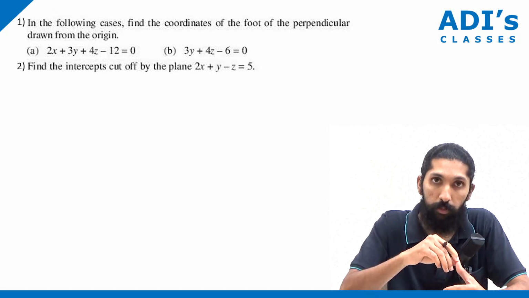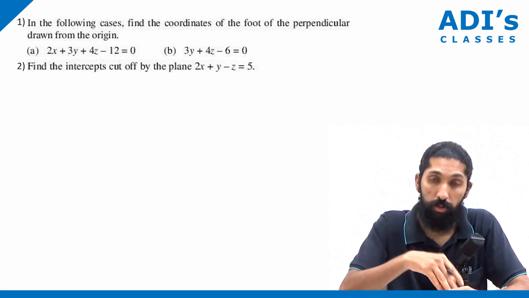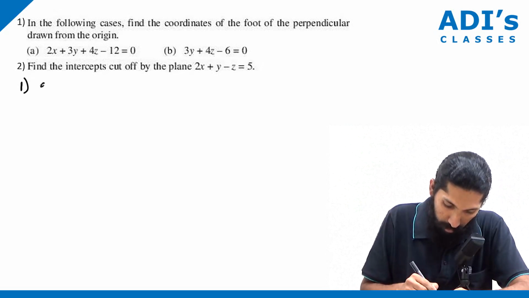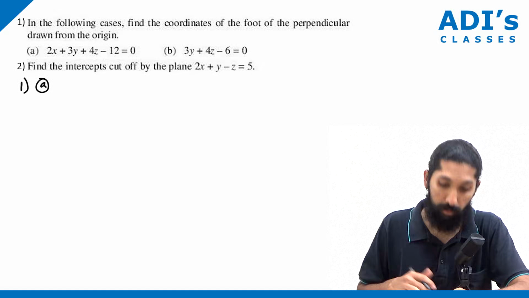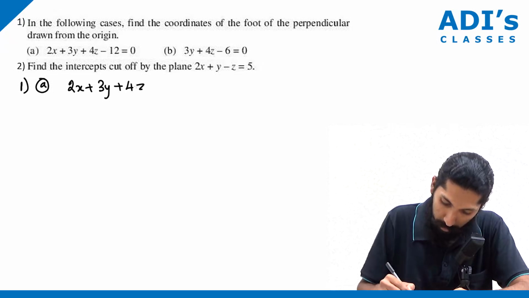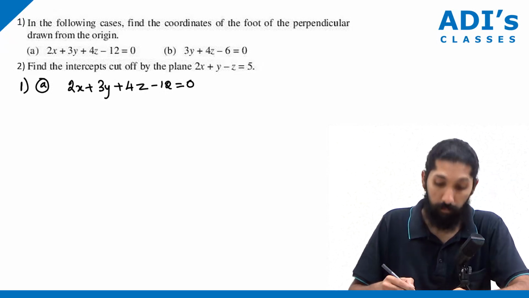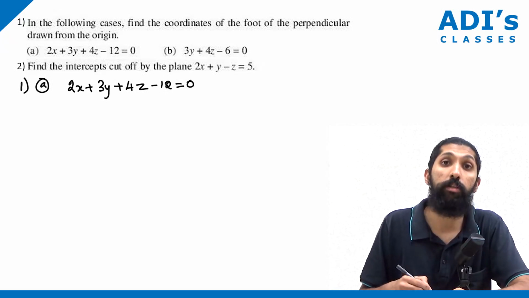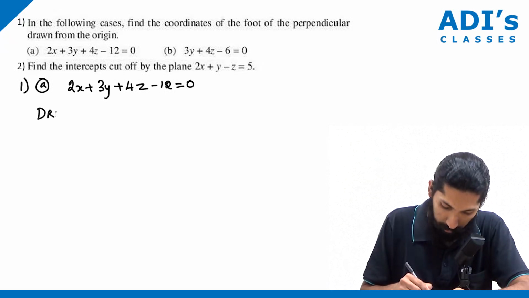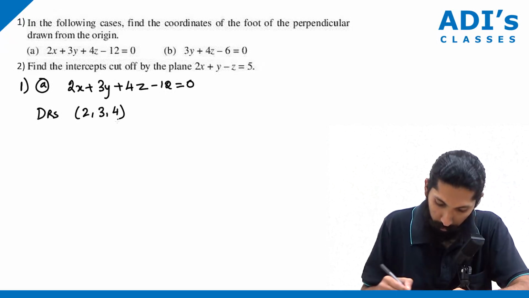Now, for this, we start with the direction ratios. So first, what do we have? See the first one, A. We'll start with this one. You have 2x plus 3y plus 4z minus 12 is equal to 0. Correct? Now we find the direction ratios of this one. The direction ratios are 2, 3, 4.